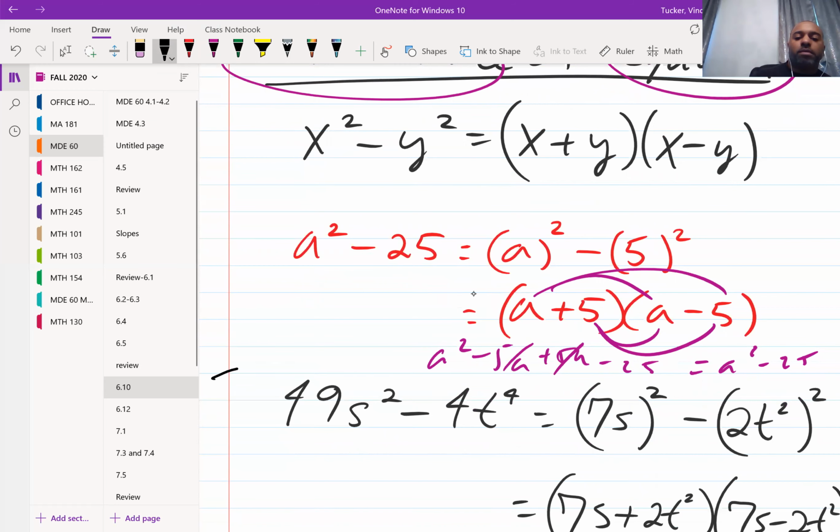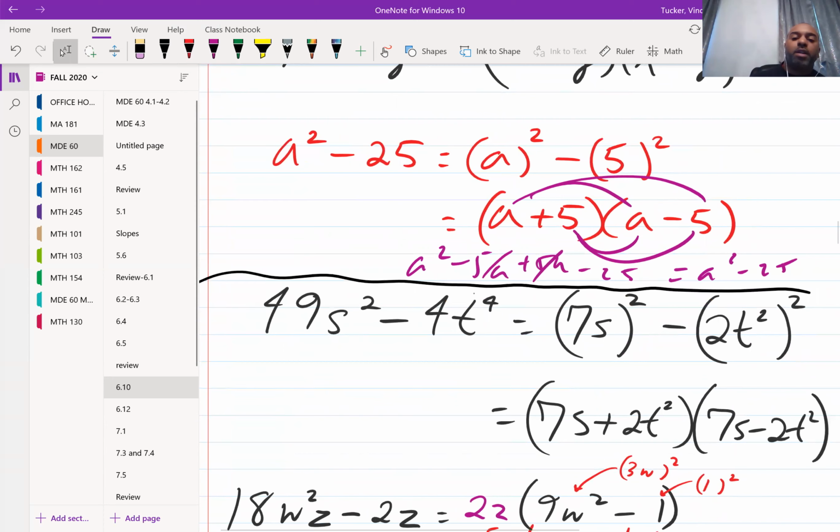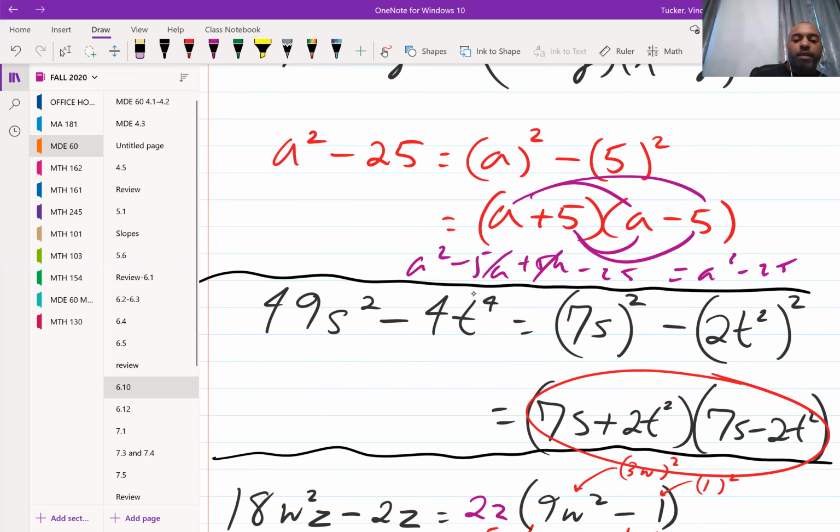So looking at this next one. Here we have 49s squared minus 4t to the fourth. Once again, you have to ask yourself, do you have perfect squares? 49 is a perfect square. That's 7 times 7. So we have 7s because they get x squared. And then 4t to the fourth, that's 2t squared. If that's the case, then you can break it up like this: 7s plus 2t to the second times 7s minus 2t to the second.